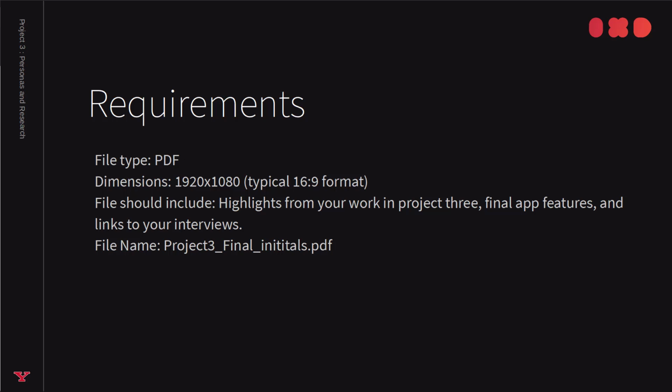So as far as the requirements go, again, PDF like we've done before, in the 1920 by 1080 widescreen format. Your file should include all the highlights from your work from project number 3 and your final app features and links to your interviews. I'm going to add here your final file name should just be project number 3 final package, then your initials, like we've done for project 2 and project 1.